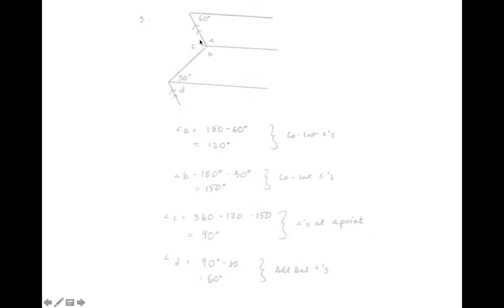Once I knew those two, then I could find C because this is angles at a point. So C turned out to be 90 degrees. But the big one that really kind of took everybody by surprise was this one. Let me draw over top of it.